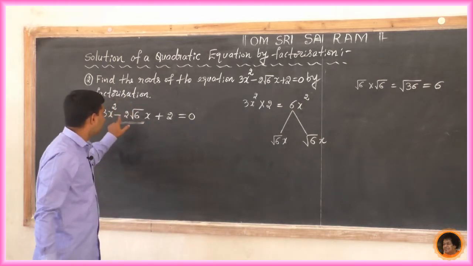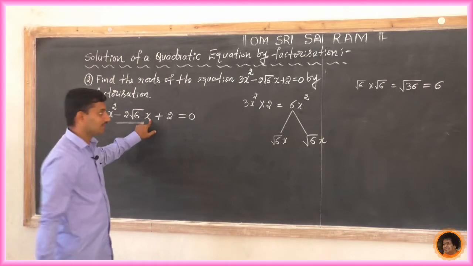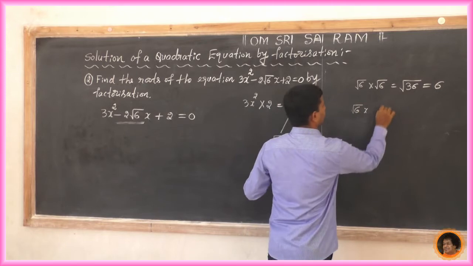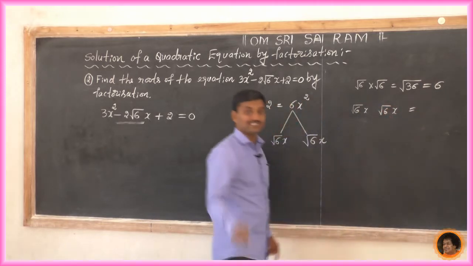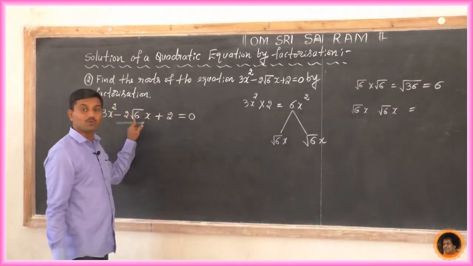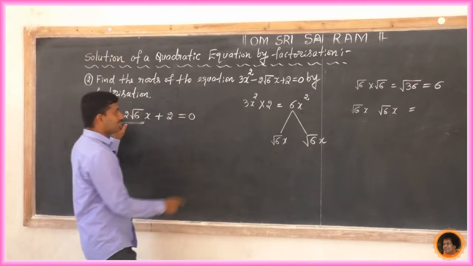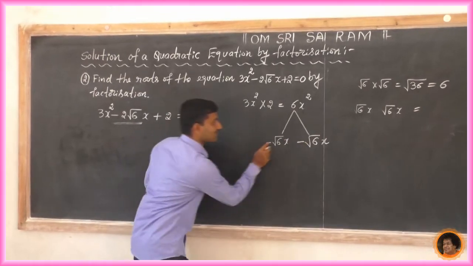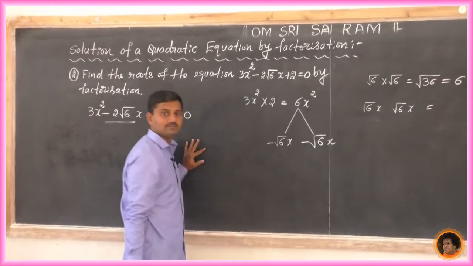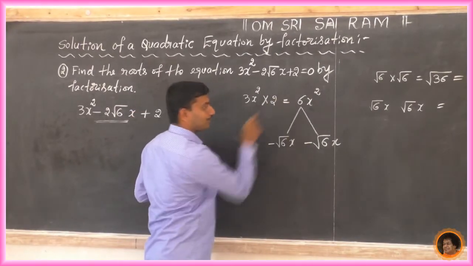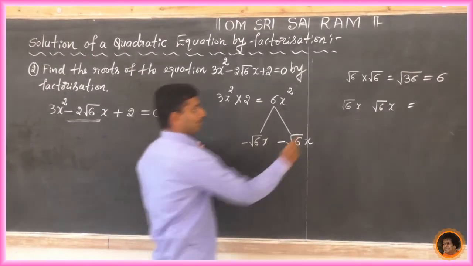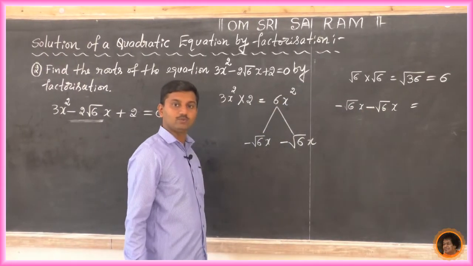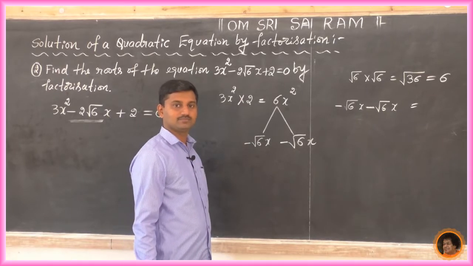So here the sum is minus 2 root 6x. Root 6x and root 6x, the sum must be minus 2 root 6x. So sum minus means both factors contain negative sign. Minus into minus, product, no difference at all, minus into minus is plus. But what about the sum? Minus root 6x and minus root 6x, what is the sum?